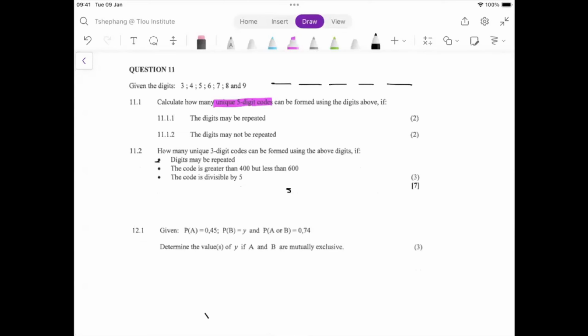Okay, that's how I need you guys to go about it. I'll let you guys quickly attempt 11.1.1. If you have an answer for me, you're more than welcome to post it in the Q&A or in the chat.